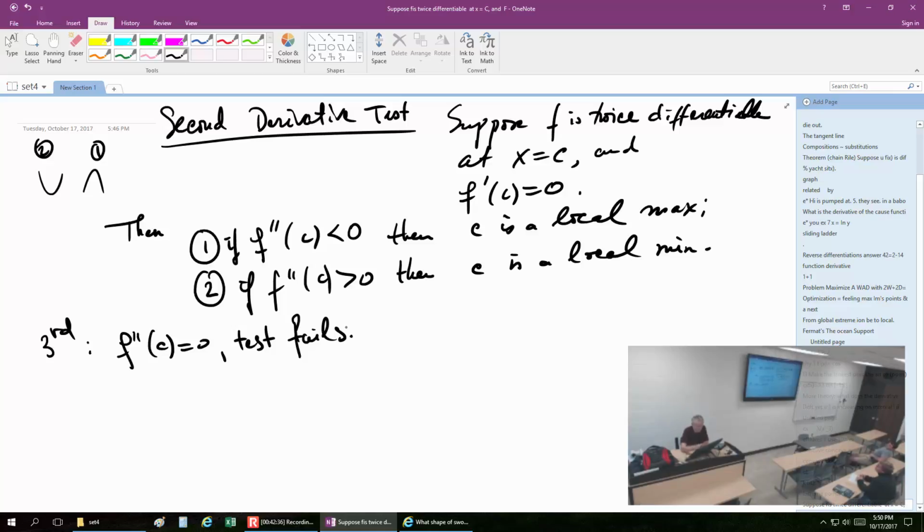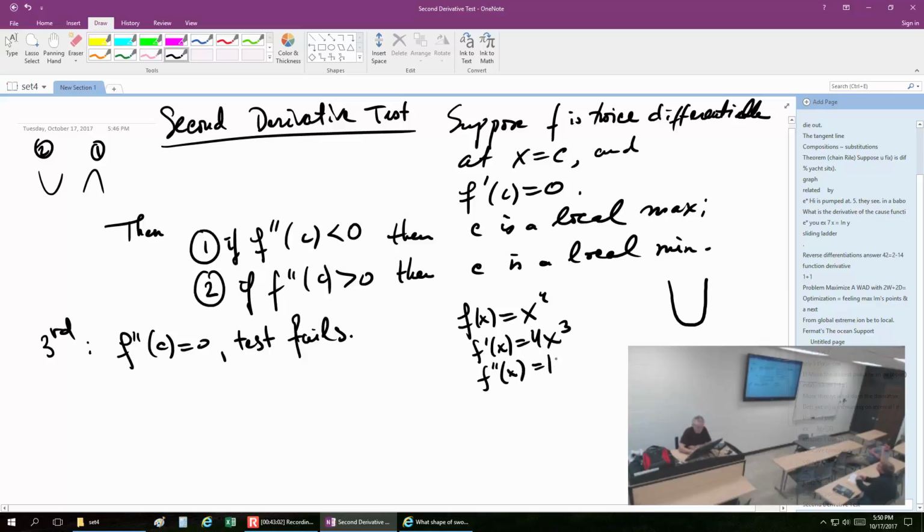You can certainly think of a few examples where the second derivative is equal to 0 and you have either a maximum or a minimum. It's not hard to think of. x to the fourth. f of x is equal to x to the fourth. It looks almost like a parabola, except the bottom is flatter. If I differentiate, f prime of x is equal to 4x cubed, and the second derivative is 12x squared. So it is equal to 0 at x equals 0, and it is a minimum, as you can see.